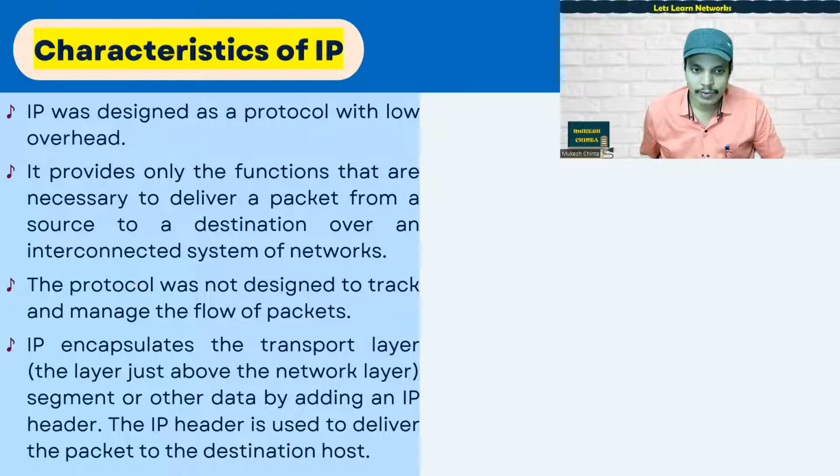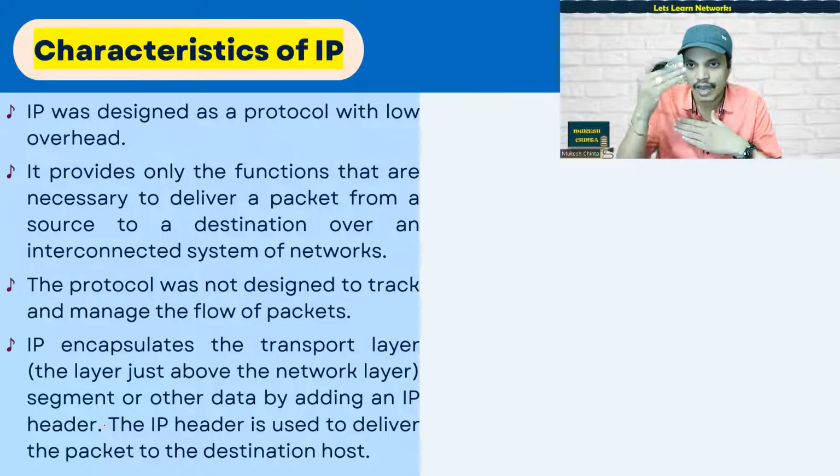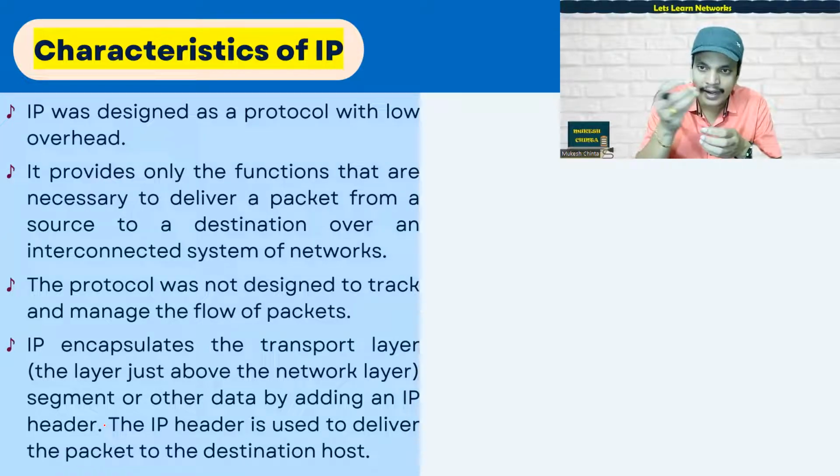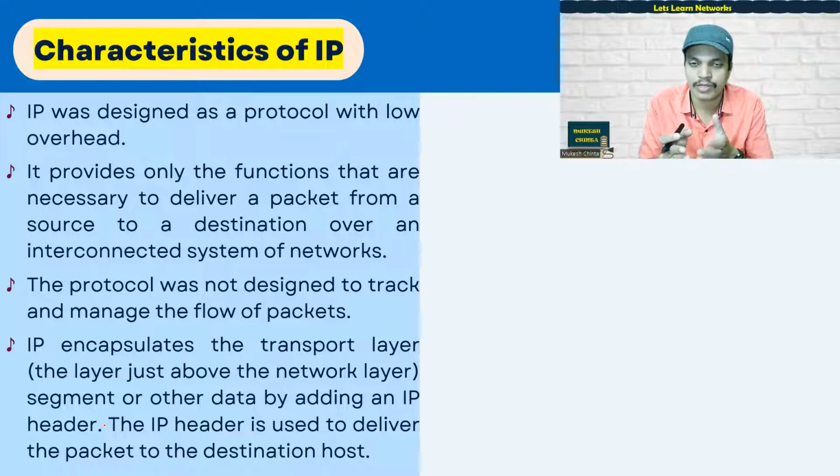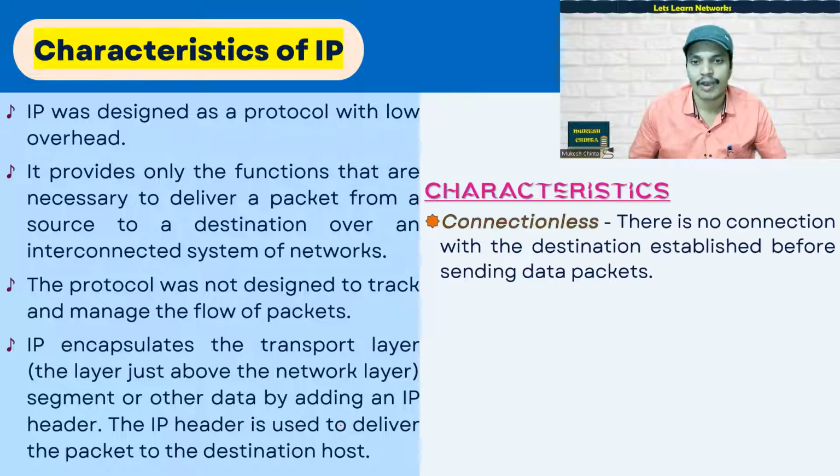IP encapsulates the transport layer segment or other data by adding an IP header. Whichever data is being sent by the transport layer, you know that the network layer sits under the transport layer. So when the transport layer sends the data to the network layer, IP accepts it and adds an IP header to it. We call this the encapsulation process, or packetizing. Then you forward it to the data link layer below. The IP header is used to deliver the packet to the destination host. Based on this, let me give you some of the basic characteristics of the IP protocol.